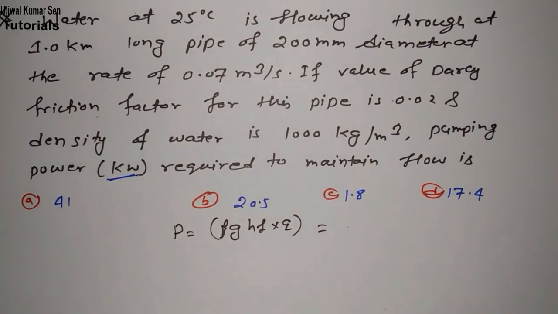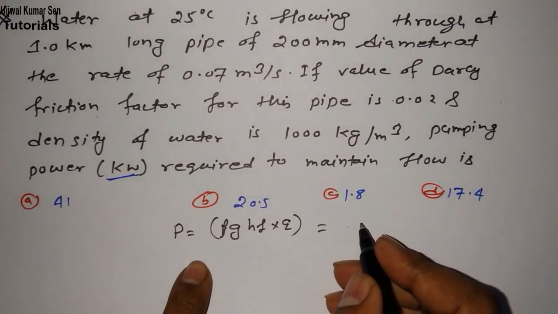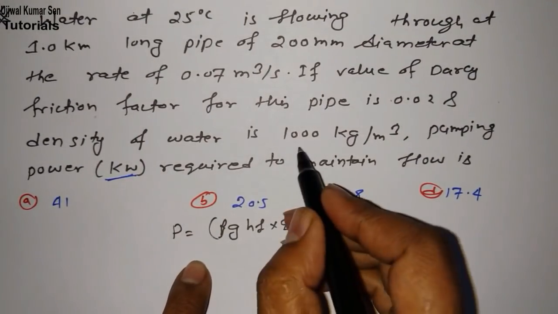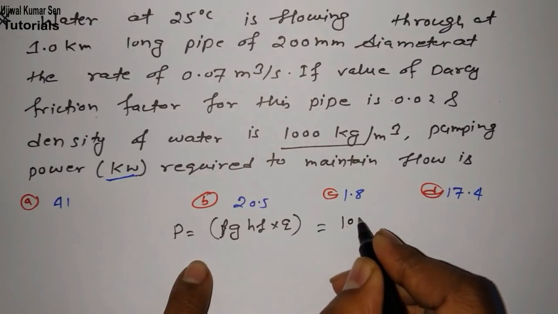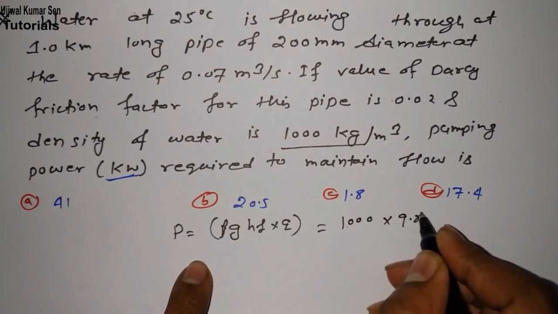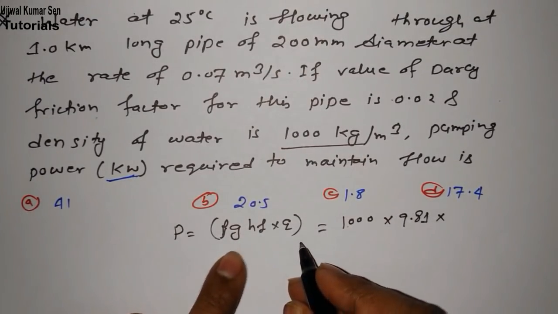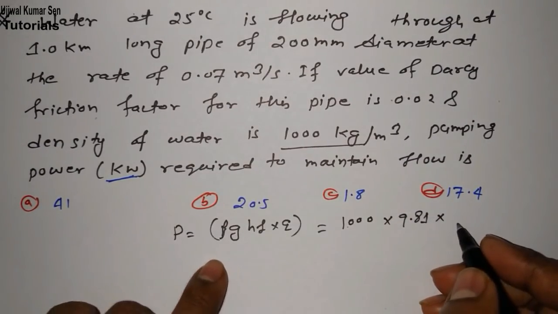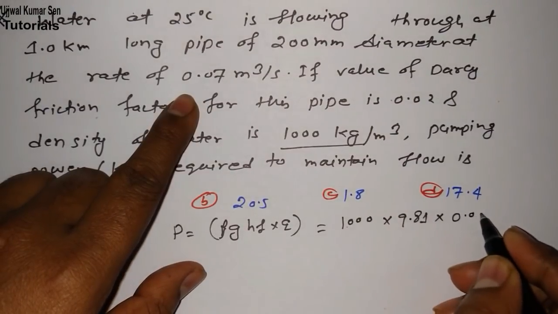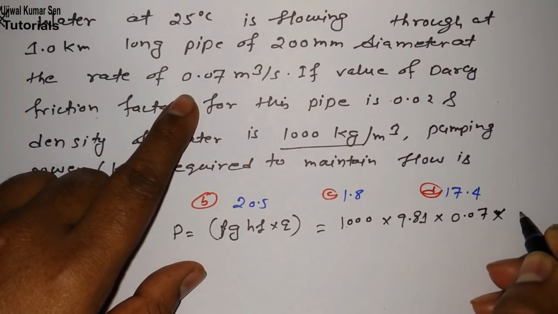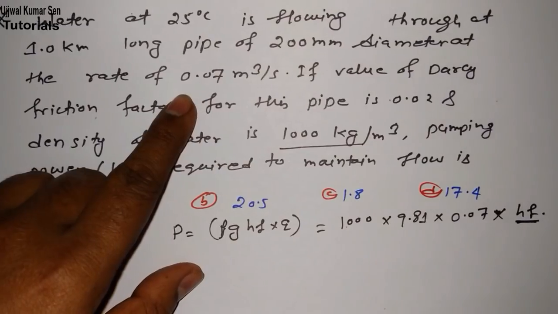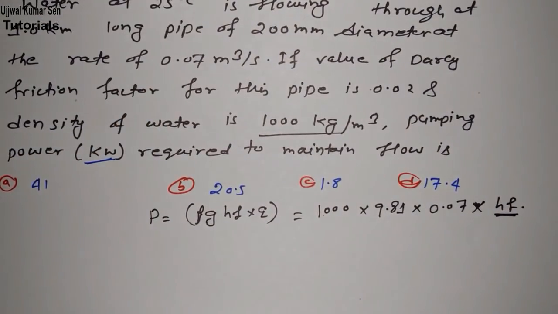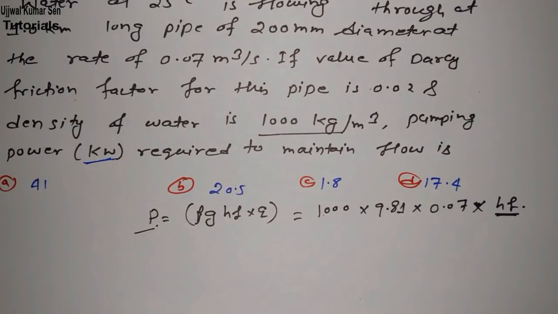Now we will see what they have given in this question directly. Density they have given, that is 1000. g we don't need to see. Head loss hf, I don't think they have given, but Q I have to see: they have given 0.07 meter cube. Now if somehow we can find the value of hf, that is head loss, then we can easily find the power required, right?